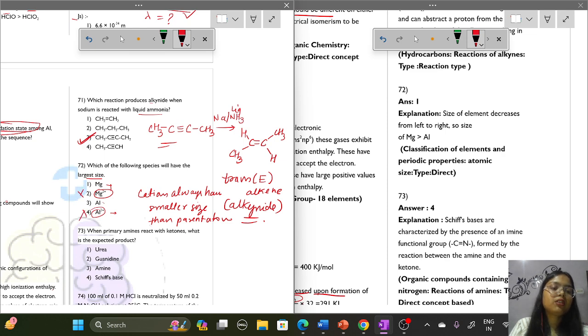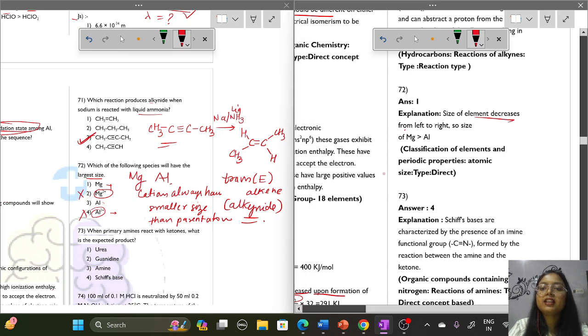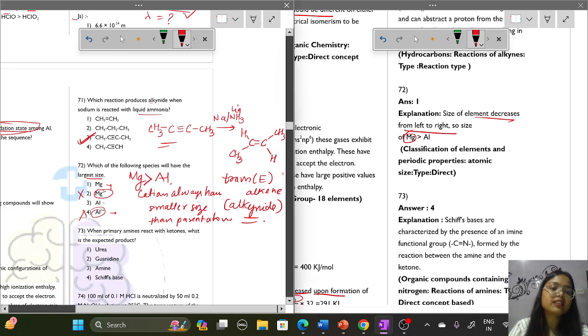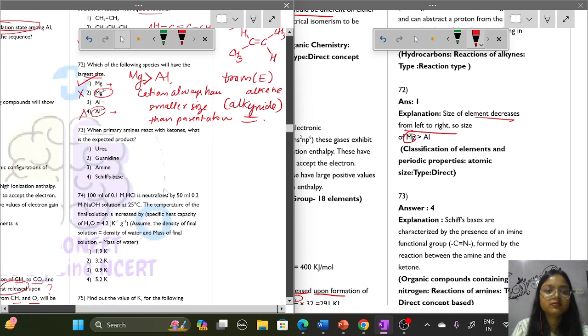So these two will not have the largest size. So we have to compare Mg and Al. We know that the size of the element decreases from left to right. Magnesium is at the left side, so it will have the largest size among all. Clear?